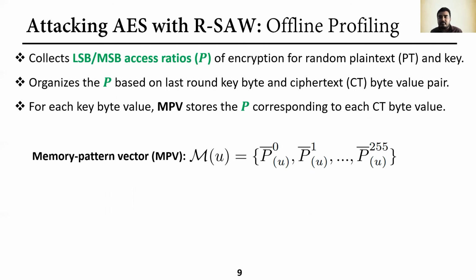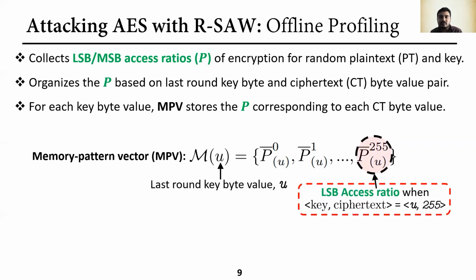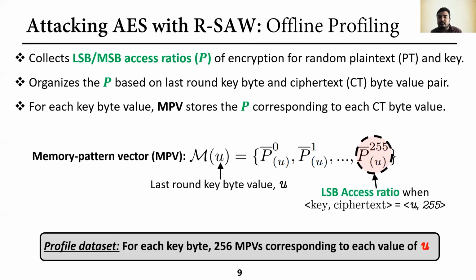of the encryptions. He then organizes the access ratio based on the key byte value and the ciphertext byte value pair. For each value of the key byte, the attacker creates a memory pattern vector, or MPV. For example, this equation shows the MPV for a key byte value of u. For each value of the key byte, the MPV contains 256 access pattern ratios corresponding to all 256 possible ciphertext values. Finally, the attacker creates a profile dataset for each key byte which contains 256 MPVs each.